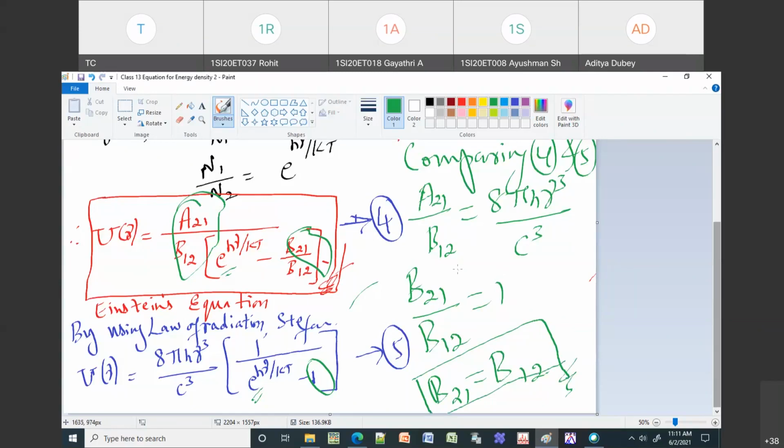So now you can actually get the values for A21, B12 and B21. By using this, nu cube is nothing but c cube by lambda cube, so then you can have the value for A21 by B12. These things you need to remember for some of the problems. Okay, so is it clear up to this? What I will do is just recap whatever we have done.